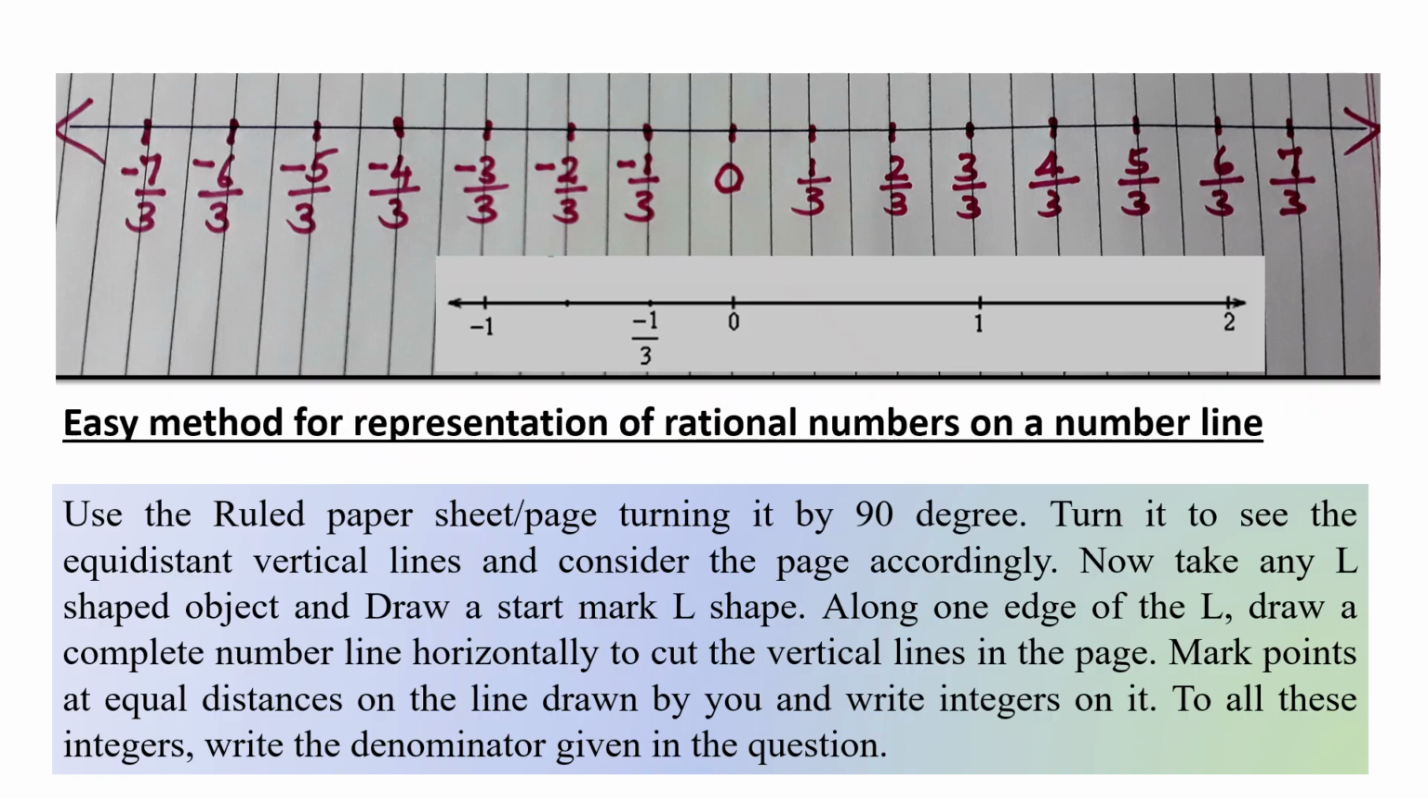Along one edge of the L, draw a complete number line horizontally to cut the vertical lines in the page of the notebook. Mark points at equal distances. You need not measure using the ruler, just mark the equal points using the lines in your notebook. Then mark integers on it. Mark all the integers as per the numerators of the numbers given.